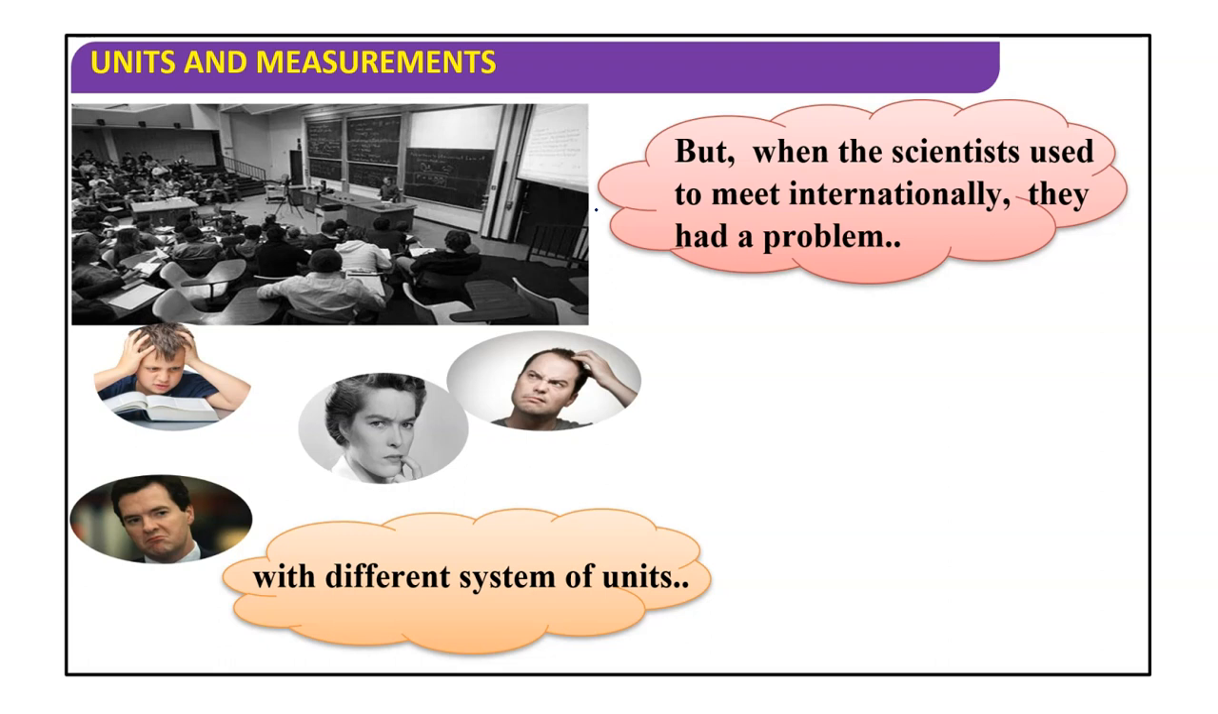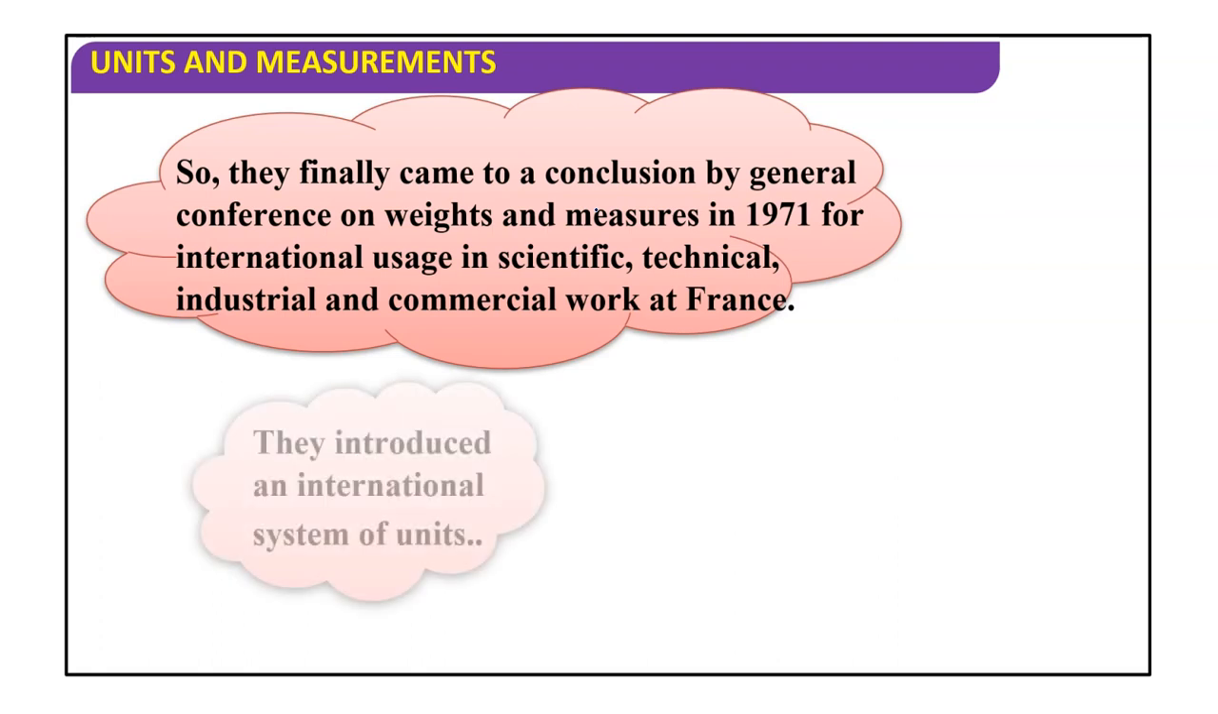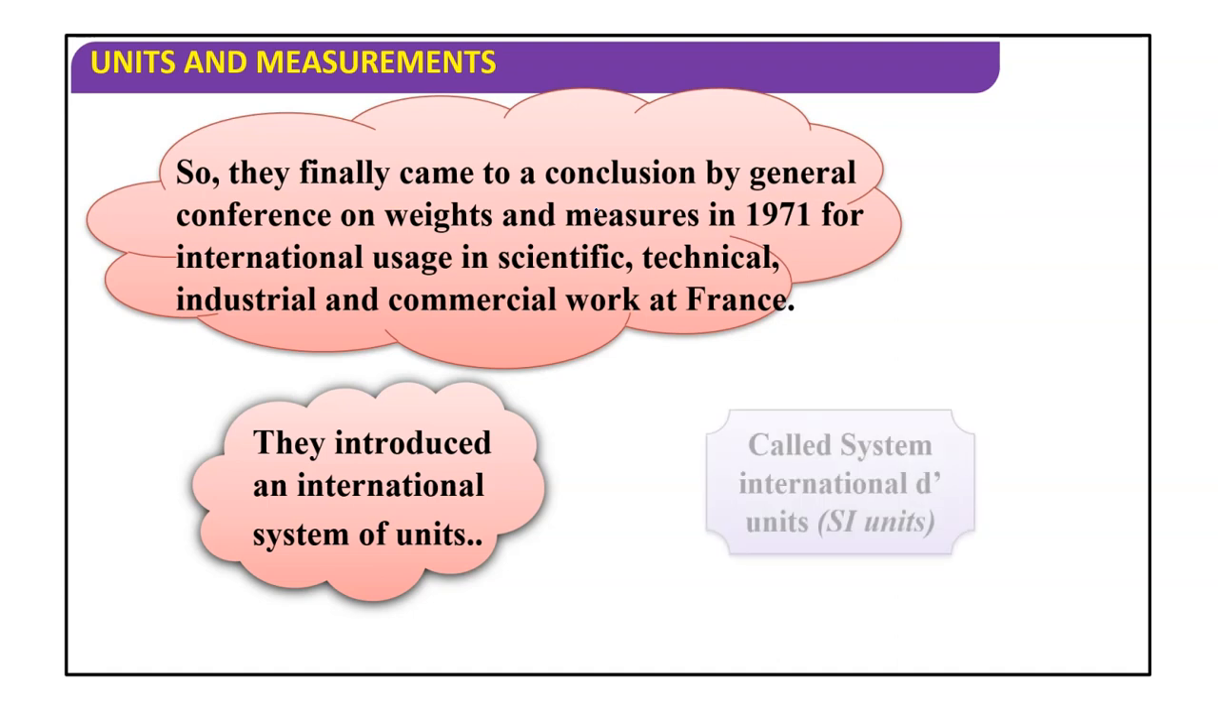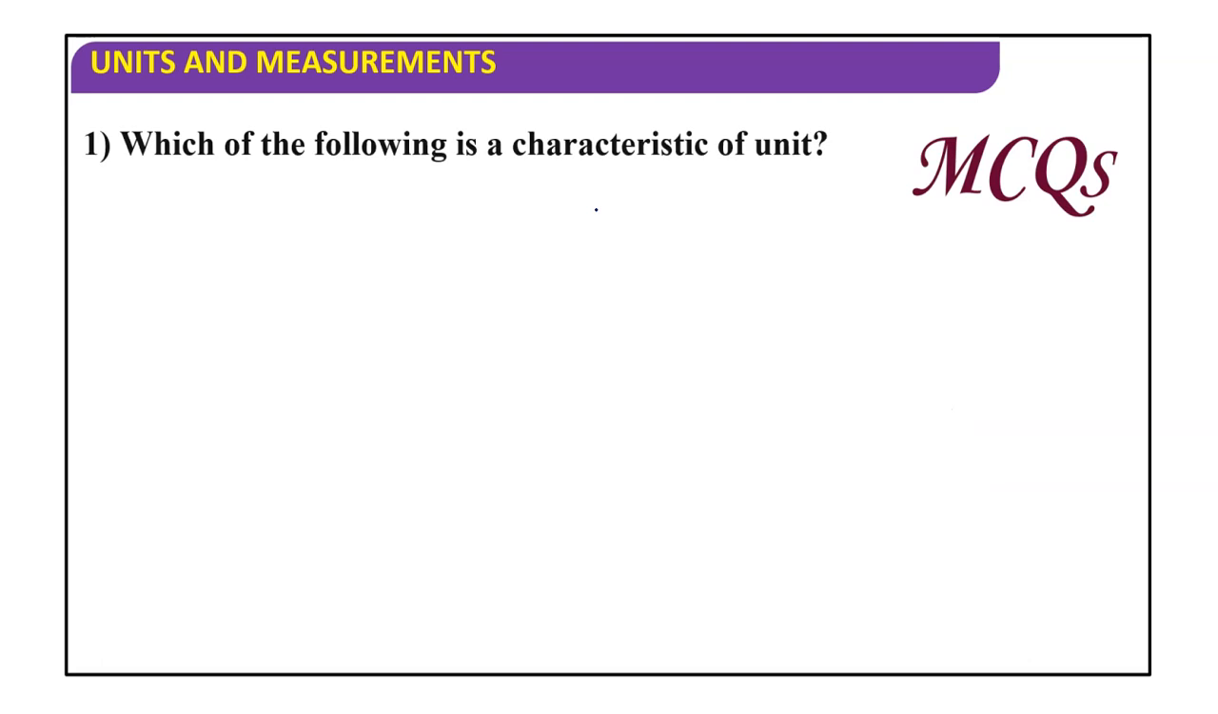So after different systems of units, one was finalized. They finally came to a conclusion at the General Conference on Weights and Measures in 1971, for international use in scientific, technical, industrial, and commercial work, in France. They introduced the international system of units, called Système International units, like SI units.